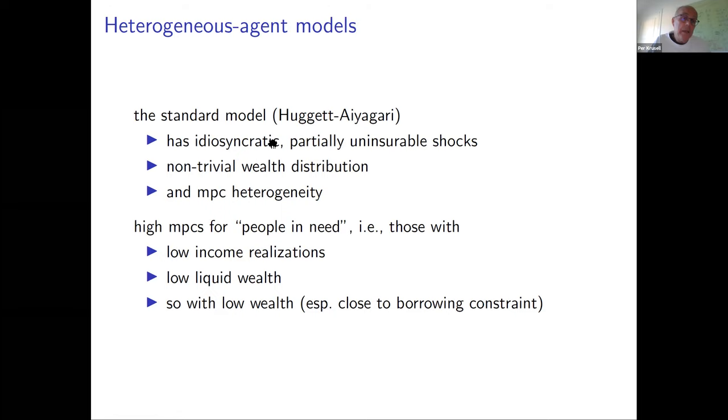But anyway, this is a rep agent model like the one you just saw, with idiosyncratic partially insurable shocks to the W. So W is no longer constant. Because you can save but you can't fully insure, this gives rise to a typically unique long-run wealth distribution that looks, kind of like in the data, qualitatively. You get MPC heterogeneity because people who have been unlucky are worried more, they're in need, and they have higher MPCs. So it's typically people with low income realizations, low liquid wealth, okay? So that's kind of the core.